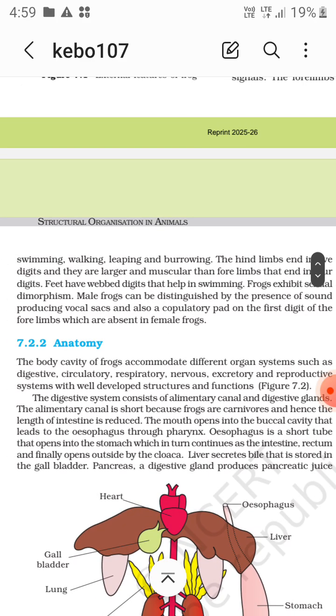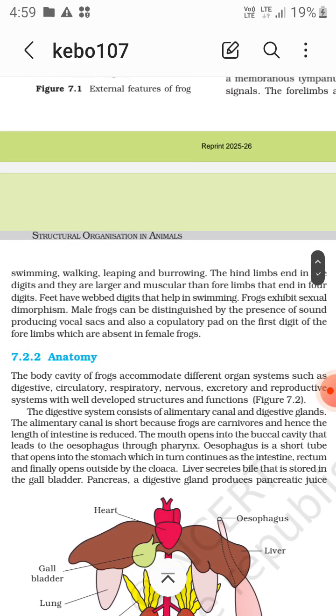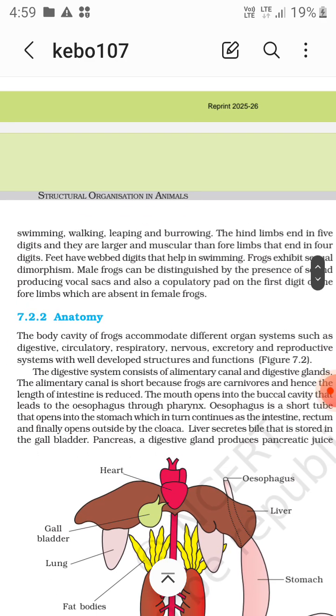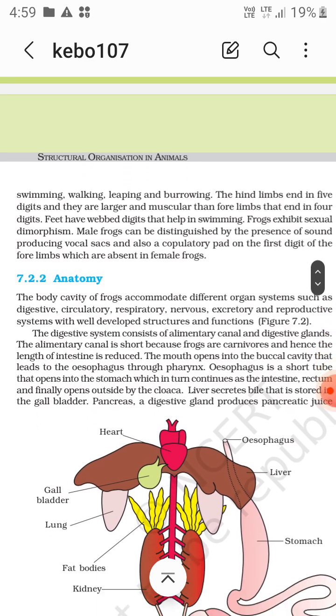Frogs exhibit sexual dimorphism. Male and female can be distinguished. Male frogs can be distinguished by the presence of sound producing vocal sacs and also a copulatory pad on the first digit of the forelimbs, which are absent in female frogs. So this can be distinguished.